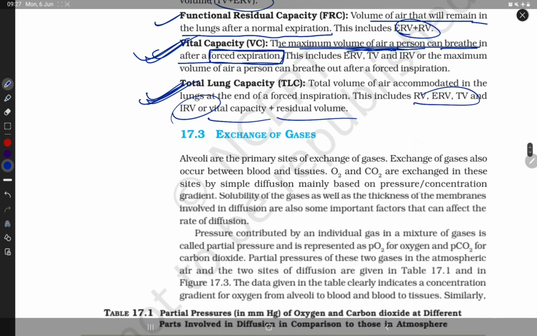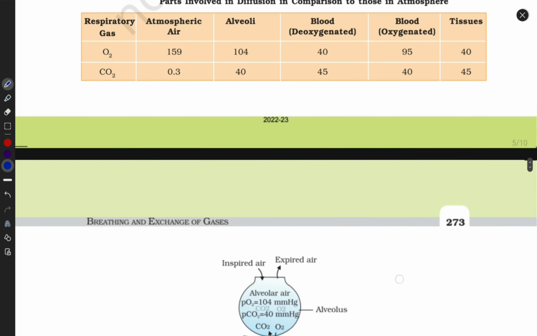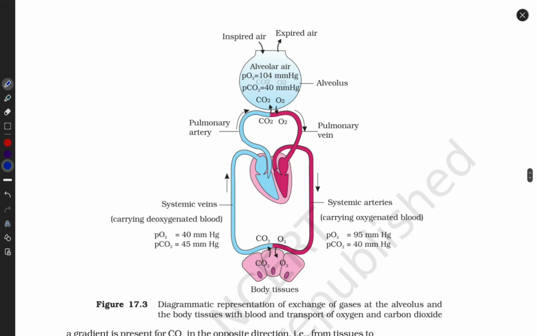Here is the next topic, exchange of gases. How do they exchange? Where is the diagram? Yes, here is your diagram. We know that this is our alveoli part. Our alveoli have less oxygen, but if we inspire, if we inhale, then the alveoli are rich in oxygen. So here is a high amount of oxygen.